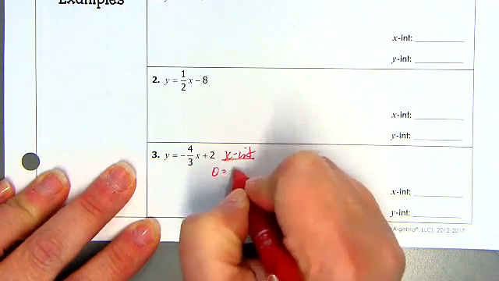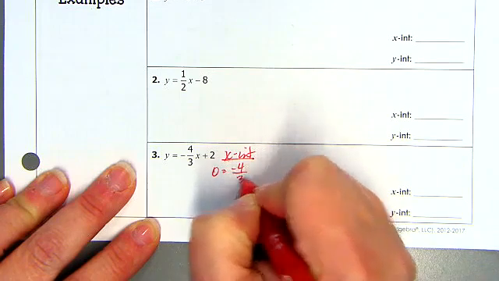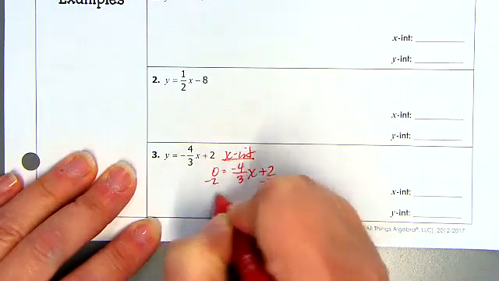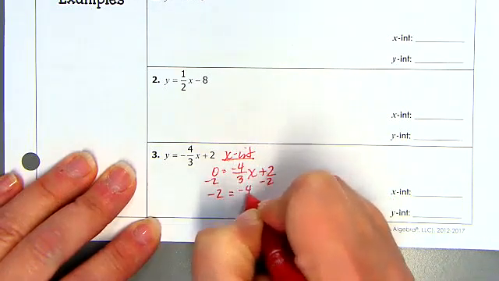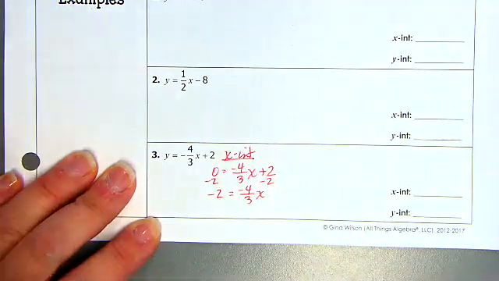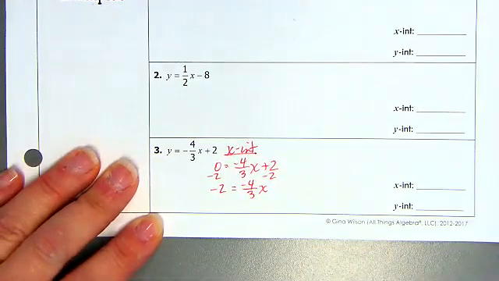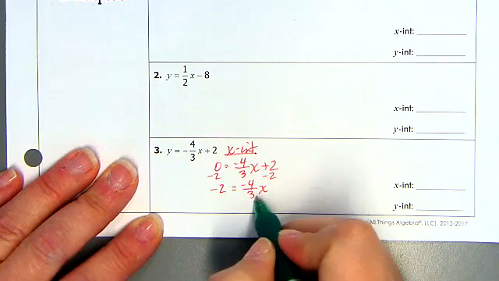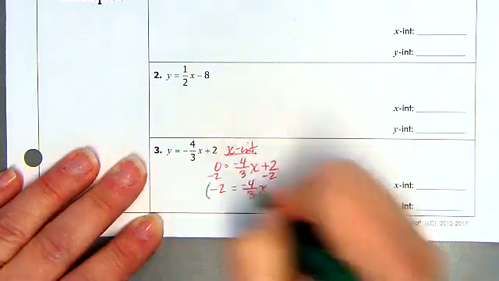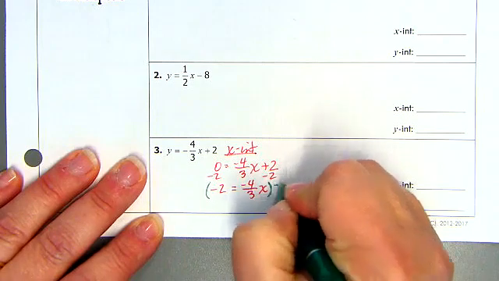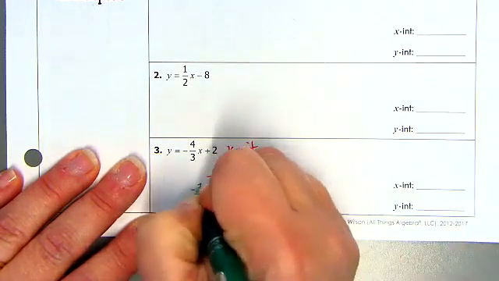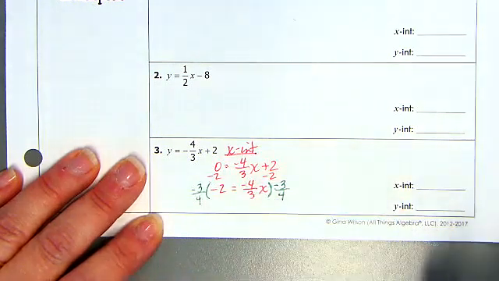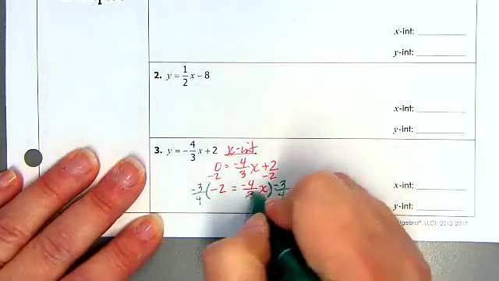So I'm going to have 0 equals negative 4/3 x plus 2. So I'm going to subtract 2. And we have negative 2 equals negative 4/3 x. Now, with this, remember, I'm multiplying by a fraction. So to cancel that multiplication, I have to divide by a fraction, or think of it as multiply by the reciprocal. So I'm going to multiply by negative 3/4 on both sides. And yes, I can move that negative between the top and the bottom. It just cannot be in both the numerator and the denominator. These cancel.